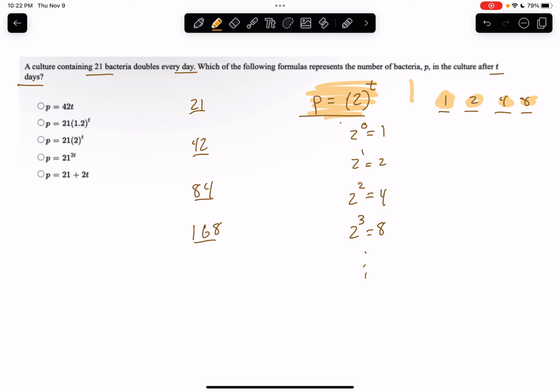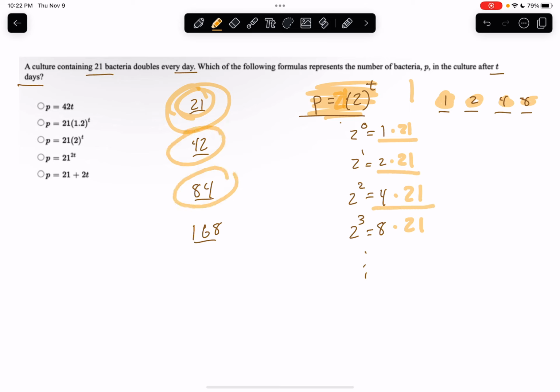Well, I don't want to start with 1. I want to start with 21. So what I need to do then is put in the front here a 21. Let's take these outputs and multiply them by 21. Because 1 times 21 is 21. 2 times 21 is 42. 4 times 21 is 84. And 8 times 21 is 168.